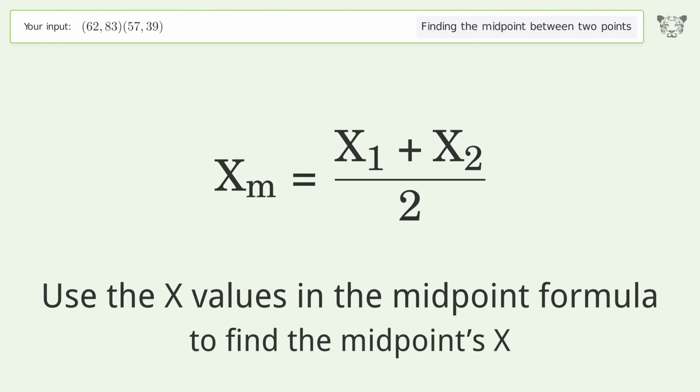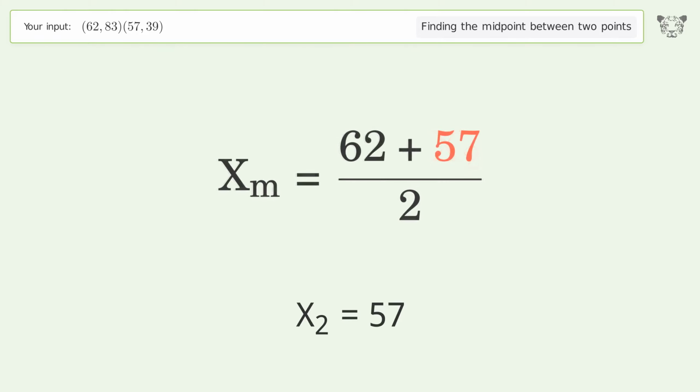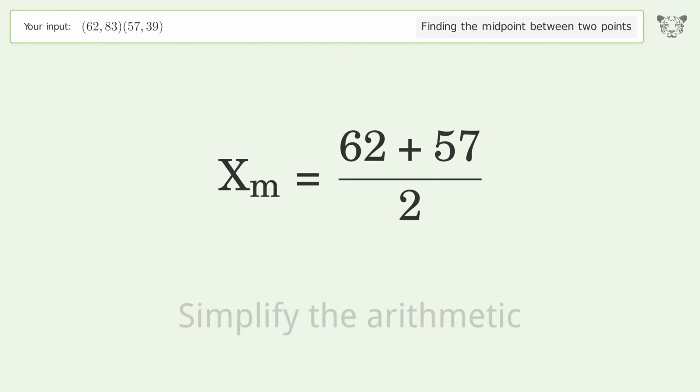Use the x values in the midpoint formula to find the midpoint's x. x1 equals 62. x2 equals 57. Simplify the arithmetic.